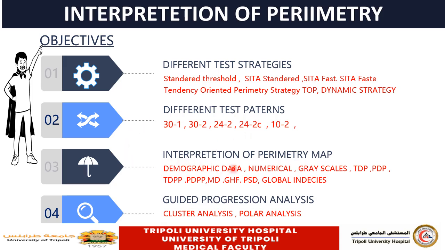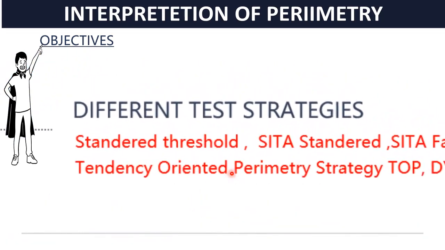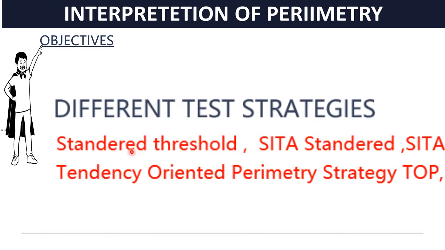Also, we will go through step-by-step interpretation of the different zones of the perimetry map, starting from the demographic data of the patient to the grayscale and all the probability statistical tests applied to the results. And finally, we'll come to the guided progression analysis, and also the cluster analysis and the polar analysis on Octopus that assess the serial visual fields of the patient. So let's start with the first, that is the different test strategies, standard threshold strategy and theta strategy.